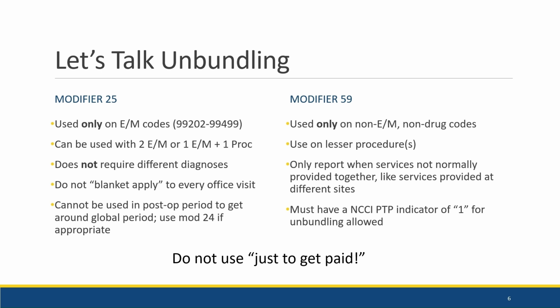Now, in either of these cases, you should not ever apply a modifier just to get paid, or because the biller or the payer told you to just go ahead and add it and the claim will be paid. If the reimbursement has been denied for bundling, you want to carefully review your modifier guidelines. You want to go to your National Correct Coding Initiative procedure-to-procedure edits. You want to go to your payer-specific guidelines. You want to review to determine if it would be appropriate to add modifier 25 to your E&M service, modifier 59 to your non-E&M, non-drug procedure code, or another modifier or no modifier at all.